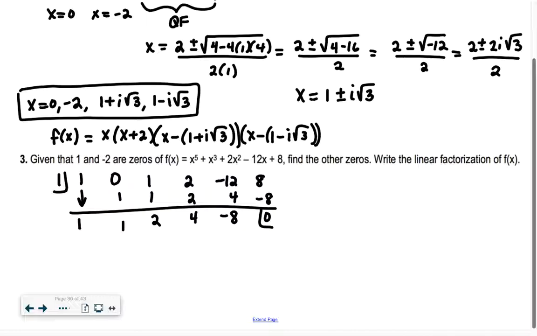All right. So we factored into 1, 1, 2, 4, negative 8. So that's 1x the 4th plus 1x cubed plus 2x squared plus 4x minus 8. Okay, and we don't have to write that. We can just keep going because now we know that the next 0 is negative 2. So we cross out that remainder and we divide it again.